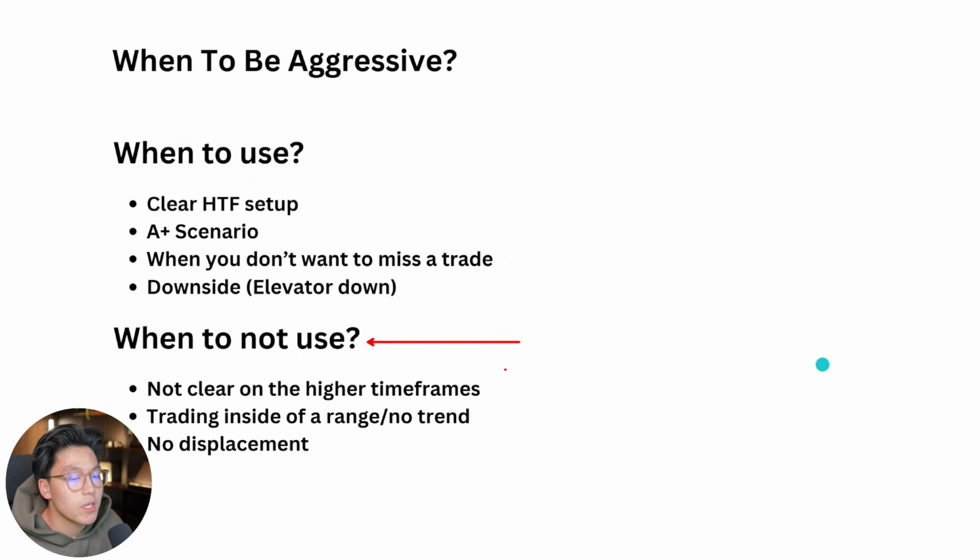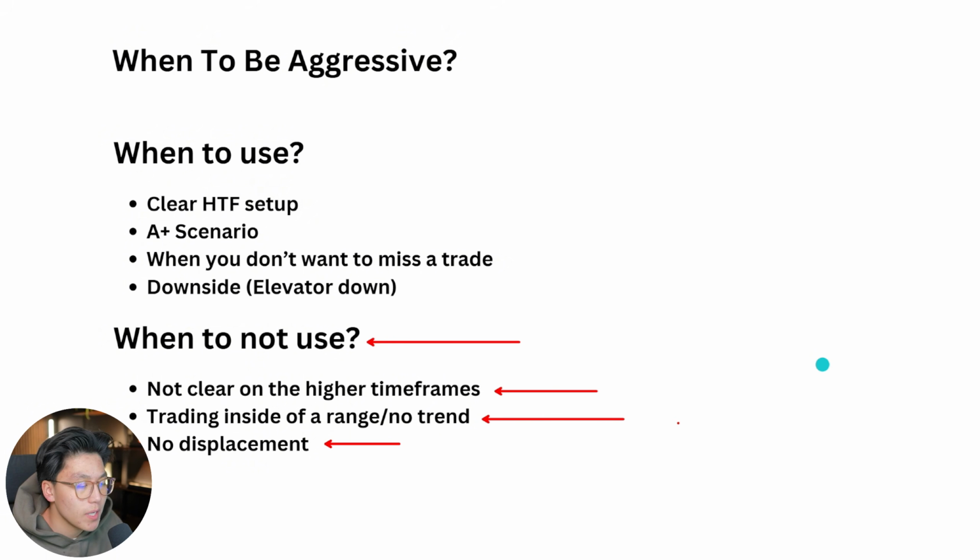When not to use the aggressive entry. When not to use the aggressive entry is when you don't have any clear higher time frames. When there's no clear higher time frames, there's no reason to be aggressive. Trading inside the range as well. When we're trading inside the range, inside of previous day highs and lows, when there's no opening plays, right, there's no reason to be aggressive whatsoever. Wait for those confirmations, wait for extra confluences, and you want to be a lot more selective and patient in those market conditions. And then lastly, when there's no displacement.